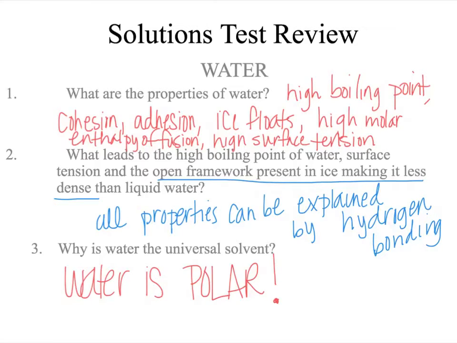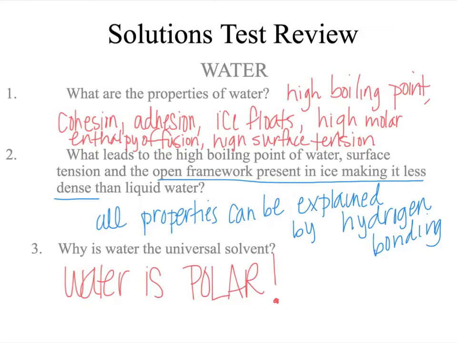For instance, when water beads on the car, it sticks to the car. It doesn't just roll off because it has an attraction for it. We need to know that ice floats because it is less dense than its liquid form. It has a high molar enthalpy of fusion and high surface tension. I didn't list it here, but it also has a high specific heat, meaning it takes a long time for it to heat up, but it also takes a long time for it to cool down. That's why our waterways don't get very, very hot or very, very cold when the temperature outside is really hot or really cold.